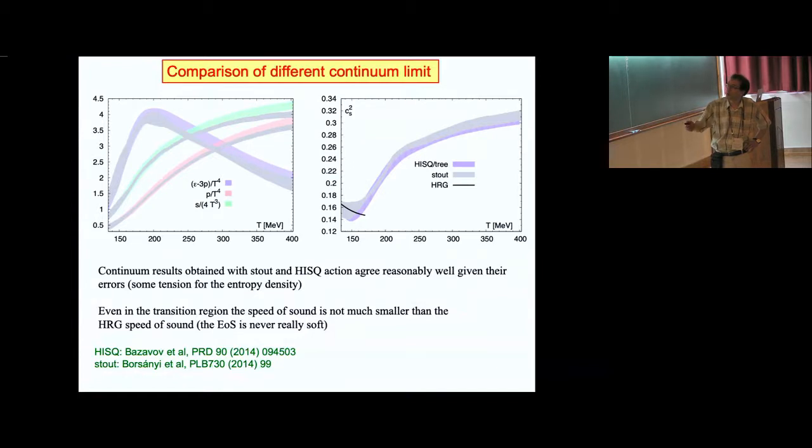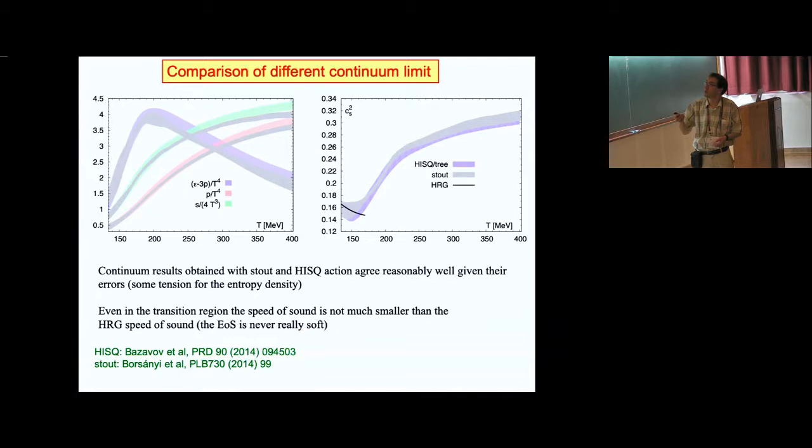So the colored band is the calculation I just described, using the highly improved staggered quark action by the HotQCD collaboration, and the gray bands are the calculation by the Wuppertal group done using the stout action. And what we see is that for all the quantities, we have a pretty good agreement between the two calculations. It should be. So in the continuum limit, it doesn't matter which lattice discretization you use. If you do the calculation properly, you should get the same results. So within the error band, we indeed see that the results agree.